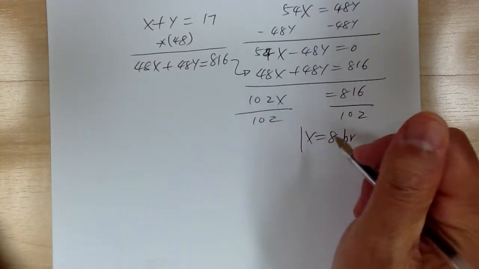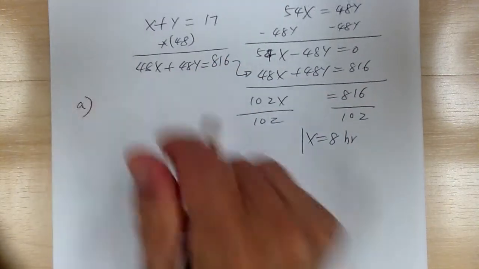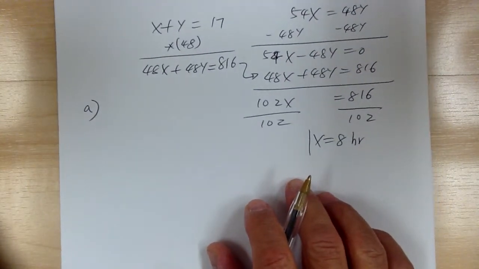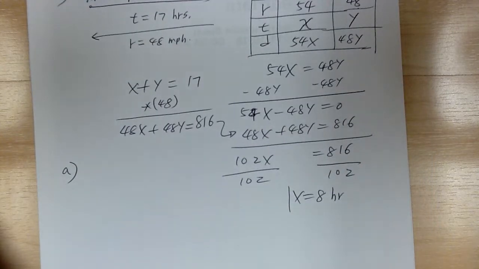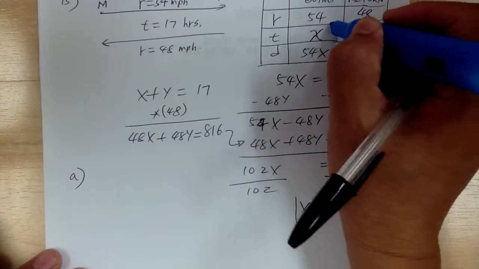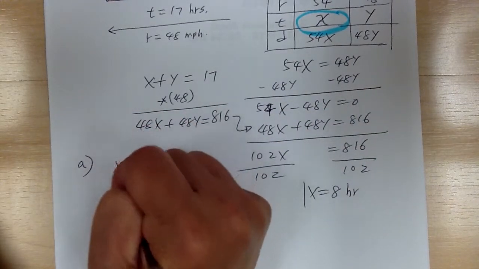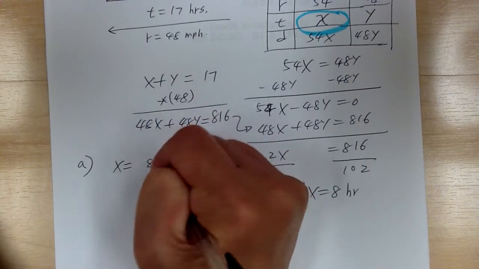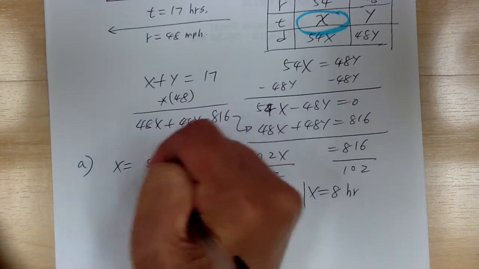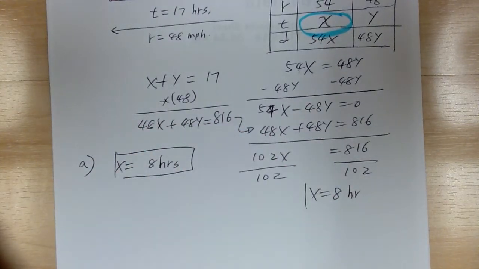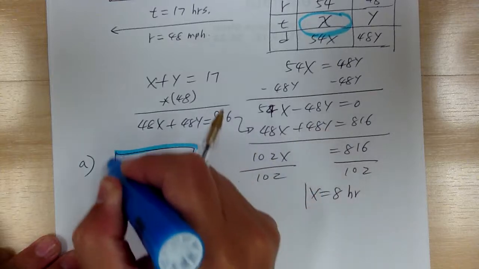Let's go and see what they're asking. So part A, they ask, how long did it take him to get to his friend's house? Okay, so go to a friend's house, the time going, right? So that's this one here. So part A, x equals 8 hours.